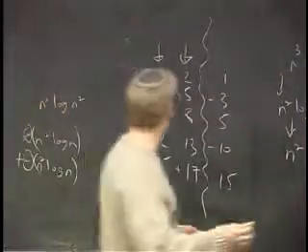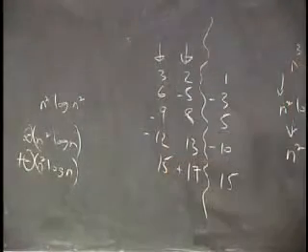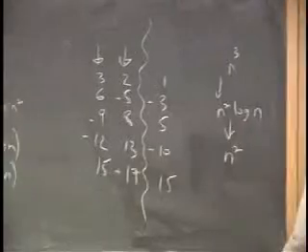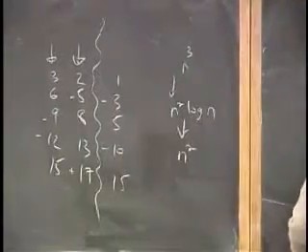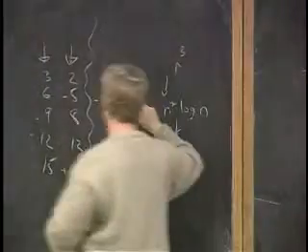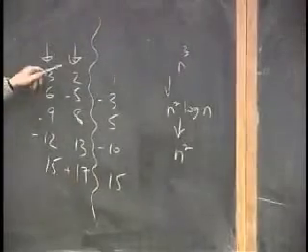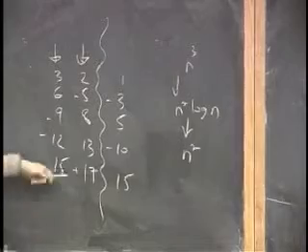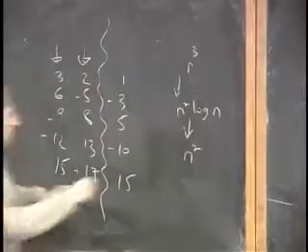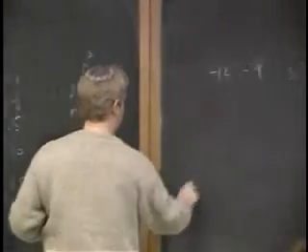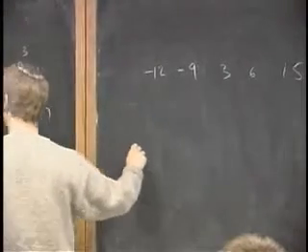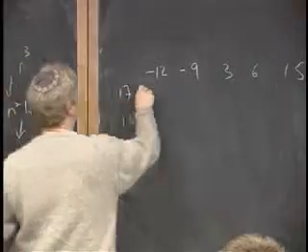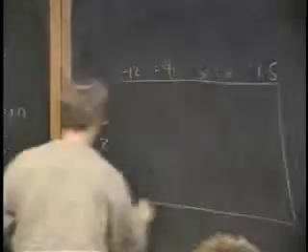So let's list them in order. Let's do this one first. I get minus 12, minus 9, 3, 6, 15. And let's list the other one. I'm going to list the other one along this way so we can do the adding in a big table. And I got minus 5, 2, 8, 13. I'm going to list these backwards because it'll help us. Minus 5, 2, 8, 13, 17. And now let's look at this.